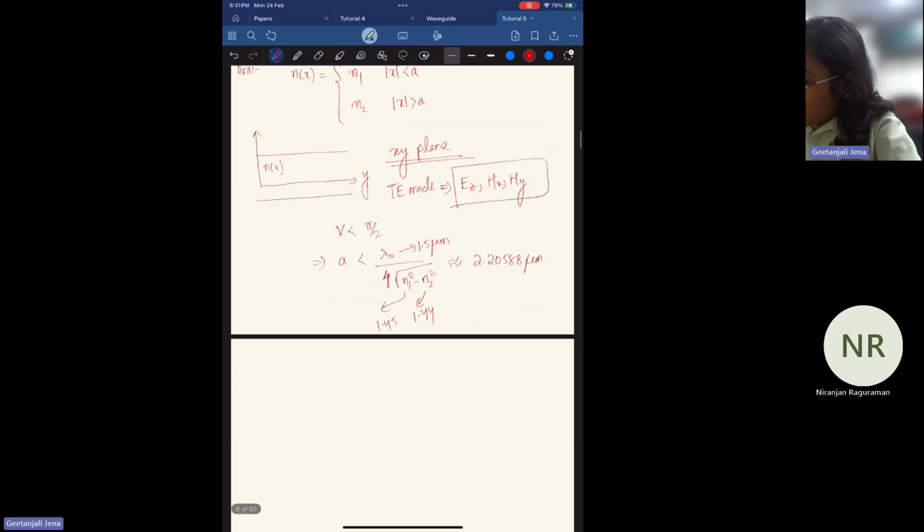So for the waveguide to be single moded, A should be less than 2.205. Okay.